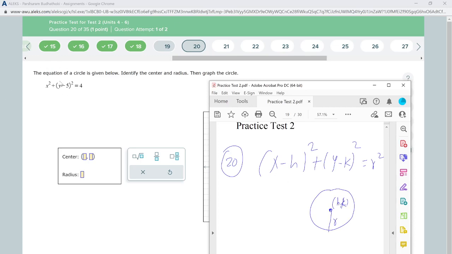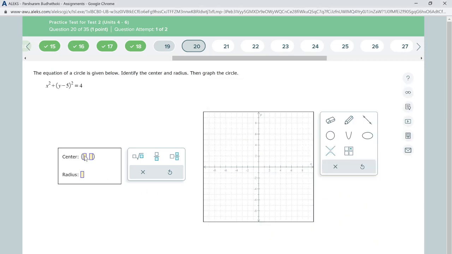So we're going to compare the given equation with this equation. If you compare that, there is no h. There is no h means there is a 0 for h, and for k there is a 5. So I can write this equation as (x minus 0) squared plus (y minus 5) squared equals 2 squared, because 4 is 2 squared. So if I compare these two equations, I get 0 for h and 5 for k. The center is (0, 5), and the radius is 2.